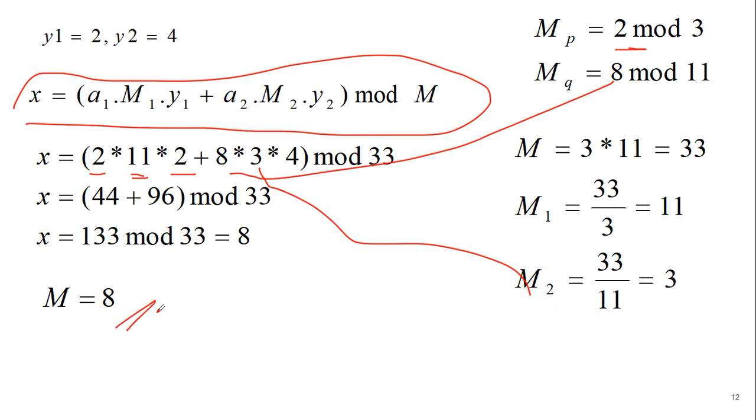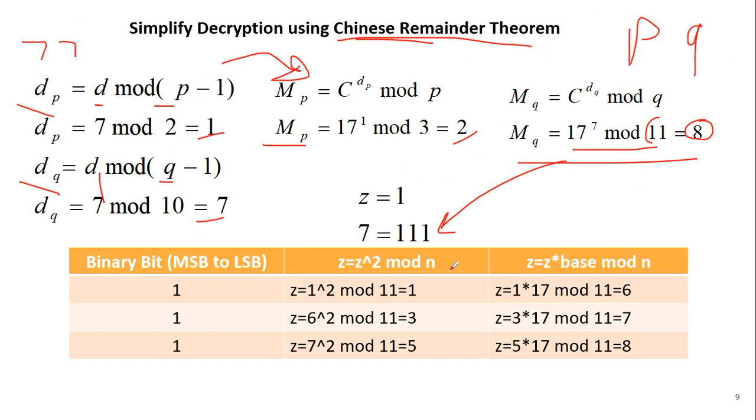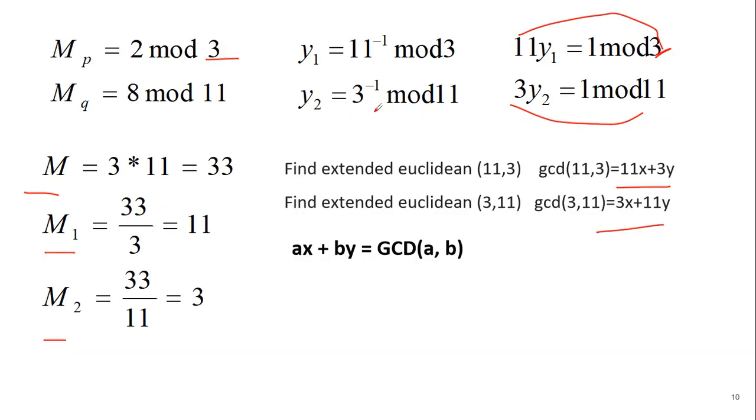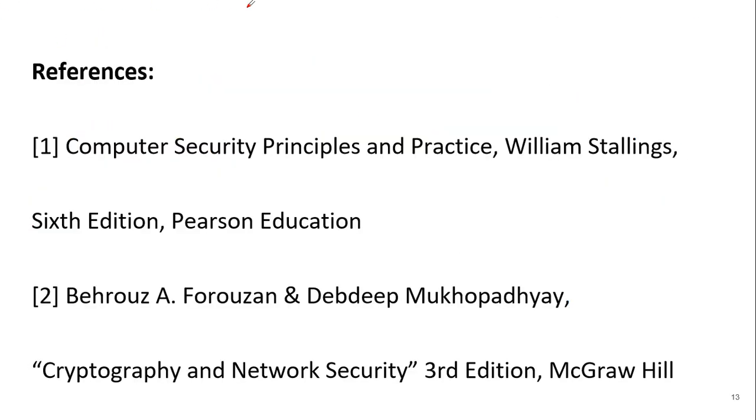So in this way we can solve the problem using the Chinese remainder theorem if this value is very large as well as this exponent is very large. So a better way is to use the Chinese remainder theorem for decryption. So this is all about the RSA algorithm. These are the references. This is part 1 of the RSA video. In the next video I am going to explain 3 more examples on RSA.